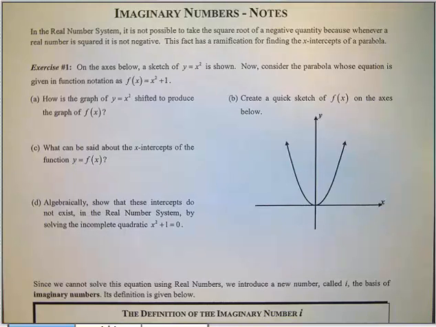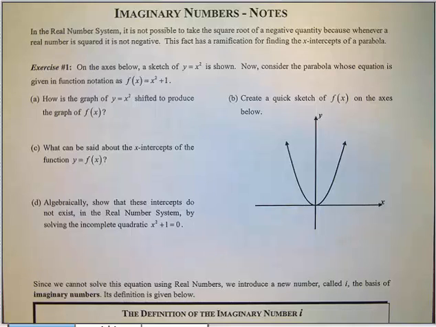In the real number system, it is not possible to take the square root of a negative quantity because whenever a real number is squared, it is not negative. The fact has a ramification for finding the x-intercepts of a parabola. So on the axis below, a sketch of y equals x squared is shown.